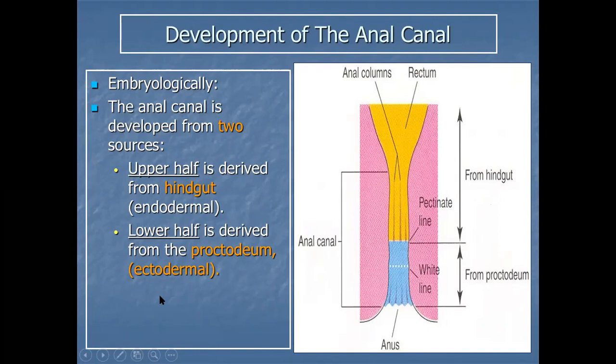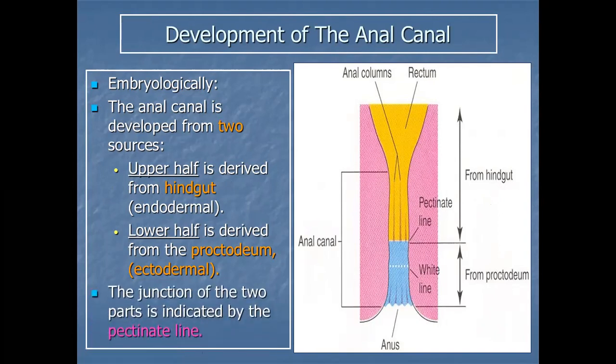So hence there are differences. The junction of the two parts is indicated by a line called the pectineal line. This is the line of junction between the hindgut and the proctodeum, the two developmental parts of the anal canal. The upper part is from the hindgut and the lower part from the proctodeum.